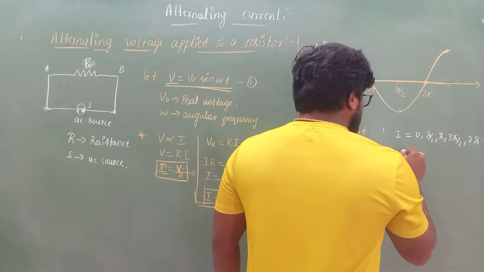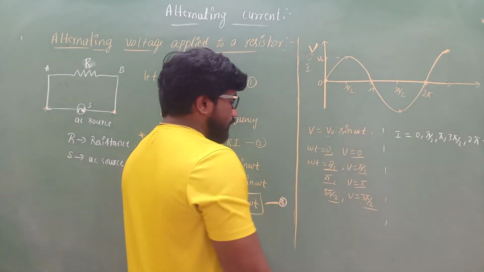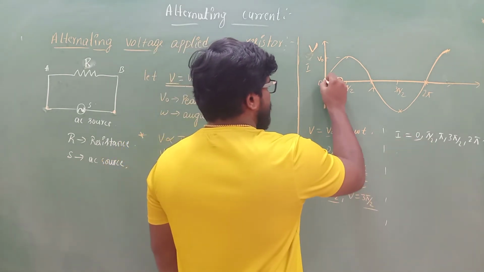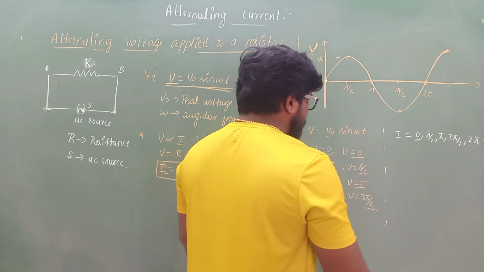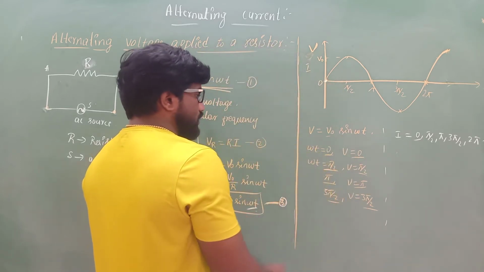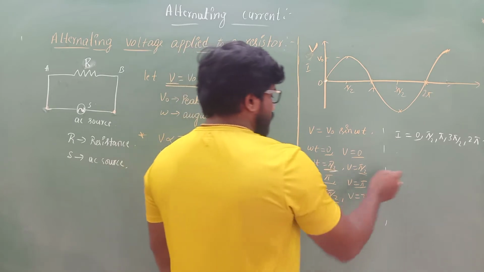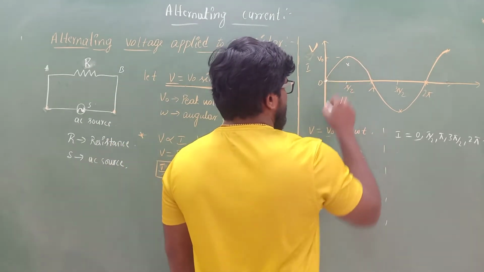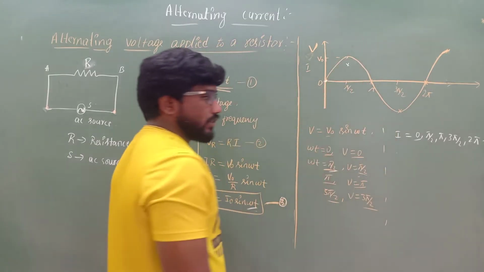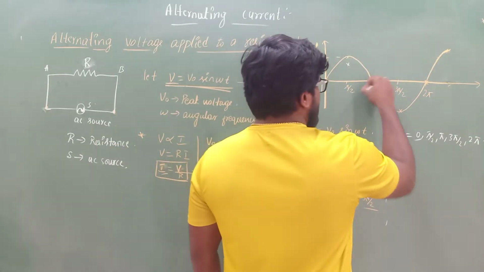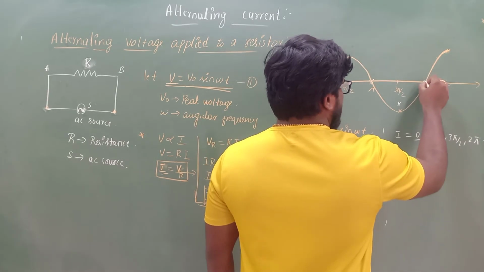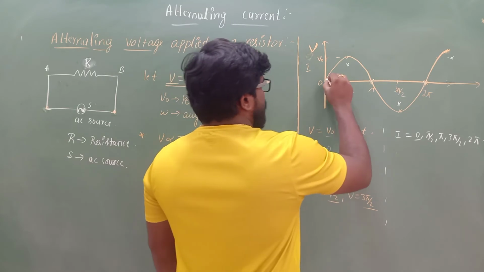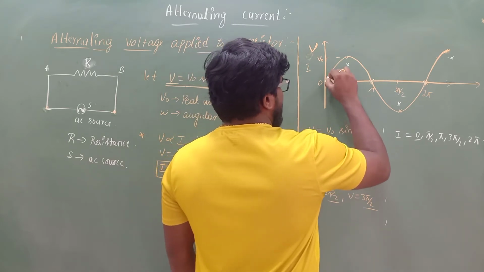If you put the value of omega t as 0, what will be the value of I? That is also 0. If you put omega t as pi by 2, what will be the value of I? That is also pi by 2. Somewhere it comes here. Sir, why did you take it below the voltage, sir? I'll tell you why. Similarly this also comes here. Then finally it will reach here. If you plot the graph for this, you'll get a graph like this.